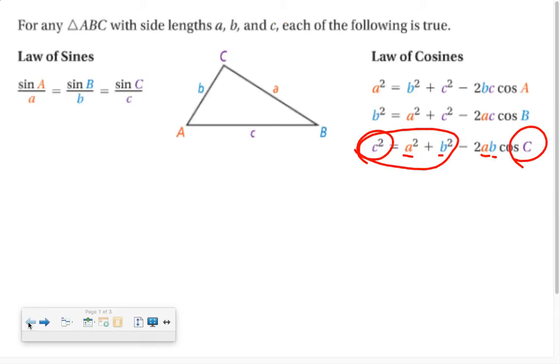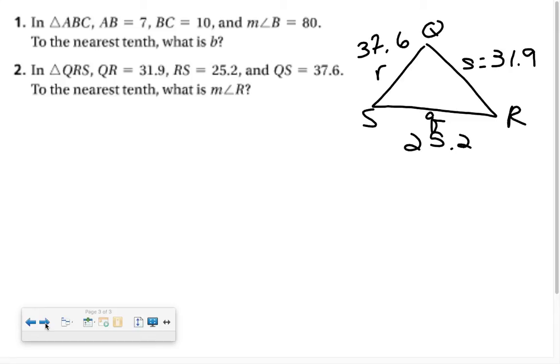Remember that the angle in the equation has to be the same letter as the equation starts with. So, if I'm finding the measure of angle R, I'm starting the equation with side r. And again, I'm going to write the whole equation out without the numbers plugged in, and then I'll plug the numbers in, and we'll simplify and solve. So it'll be r squared equals q squared plus s squared minus 2qs times the cosine of angle r.